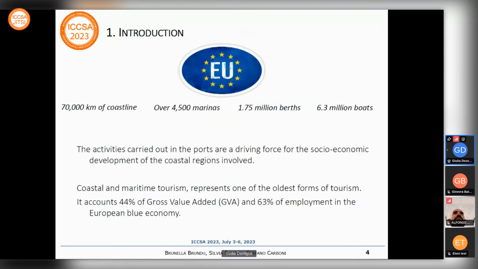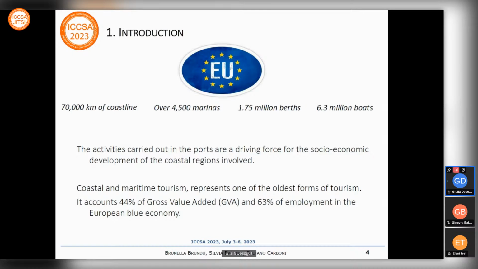The many and varied activities carried out in the ports are a driving force for the socio-economic development of the coastal regions involved, with specific reference to the activities related to the tourism sector. In particular, coastal and maritime tourism, besides representing one of the oldest forms of tourism, has become one of the main areas of growth in this sector, and now accounts for 44% of gross value added and 63% of the employment in the European blue economy.